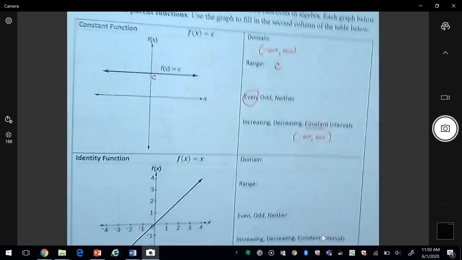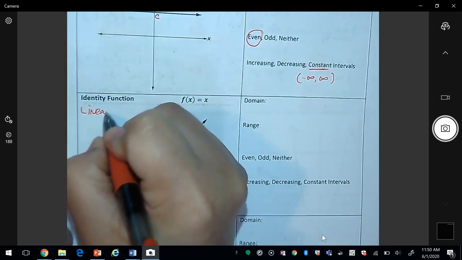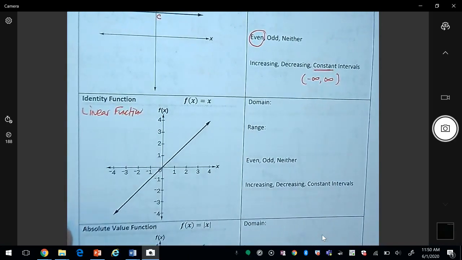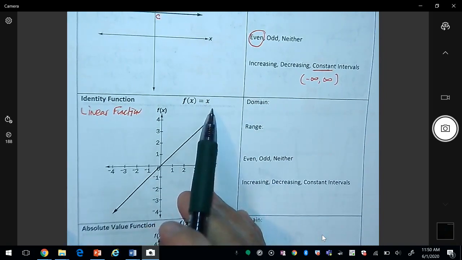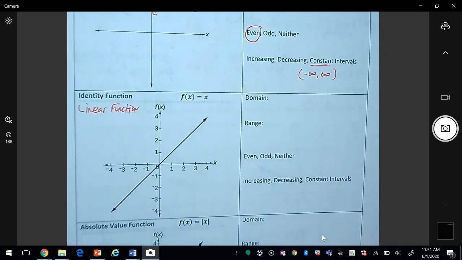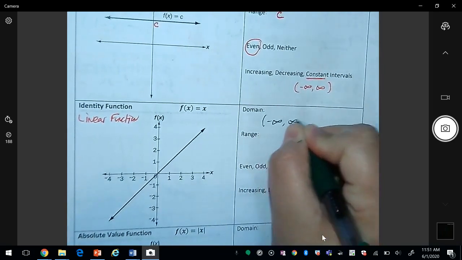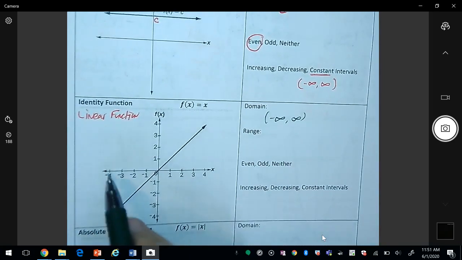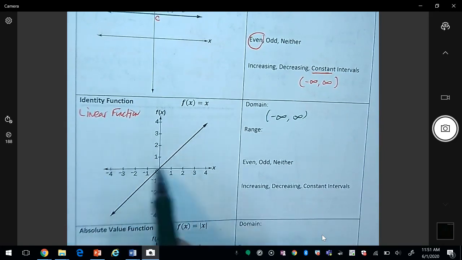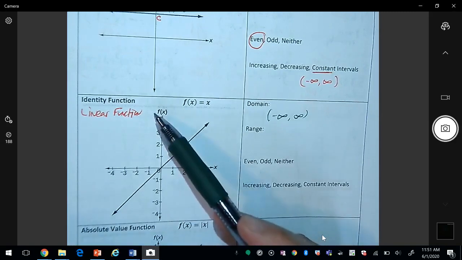The next function is the identity function, also known as the linear function. And the equation for that is f of x equals x. And so you can see this is a line, and we looked at lines in section 1.3. And so the domain for a line is always going to be negative infinity to positive infinity, as we can see from the x values being used, or all the negative and positive values. And then the range is the y values, so we're going from negative infinity to positive infinity.